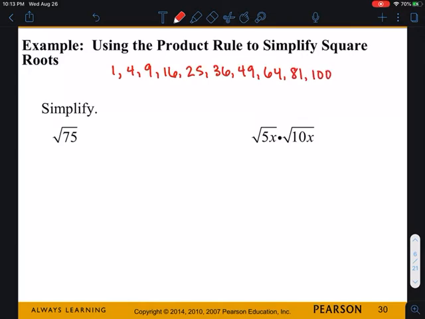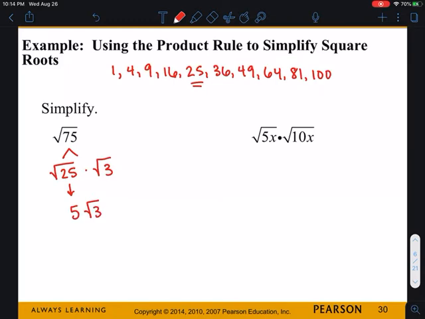Well, when you're simplifying your square roots, again, a little review, you're looking for perfect square factors of 75 in this case. So when I look at my list, I know that 25 divides 75. So I can take this square root of 75 and call that a square root of 25 multiplied with a square root of 3. Well, the square root of 25 is going to give us 5. Left over is our square root of 3.